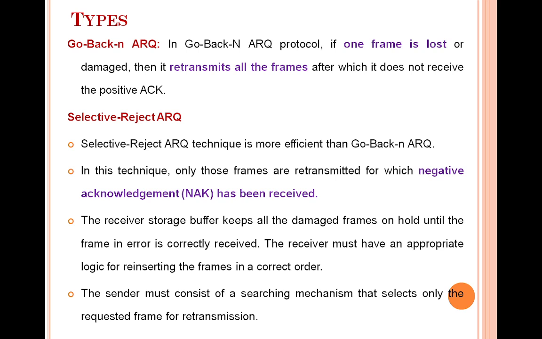Now in Go Back N ARQ, there is only one difference: if one data frame is lost or damaged, it will retransmit all the frames. But in the selective repeat ARQ technique, only the data frames that were lost will be retransmitted.